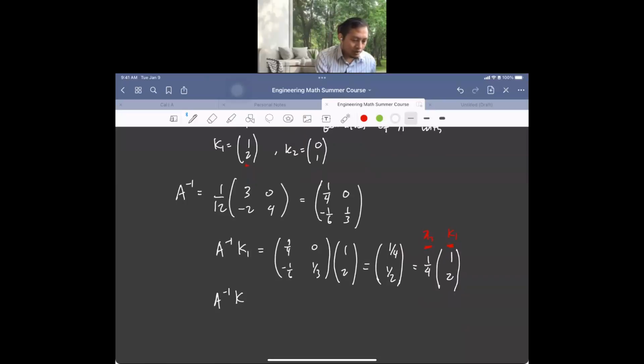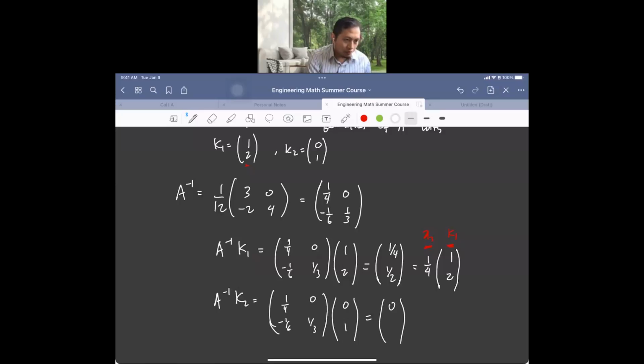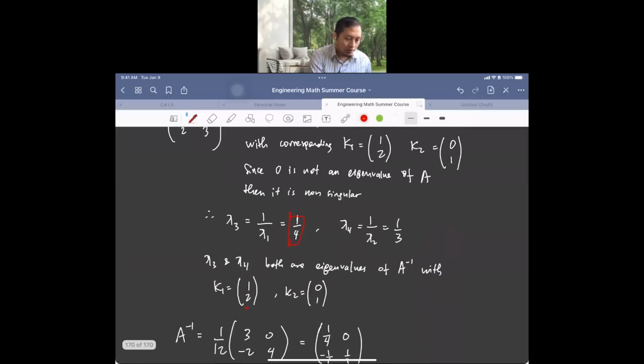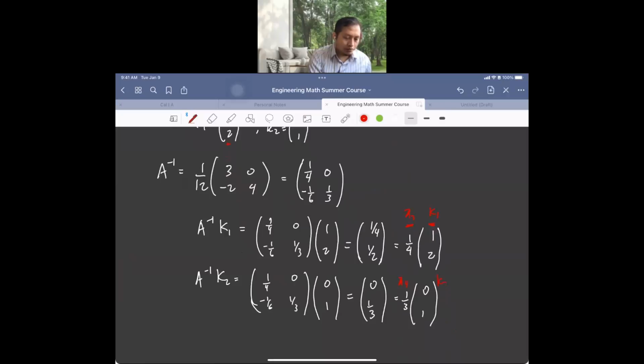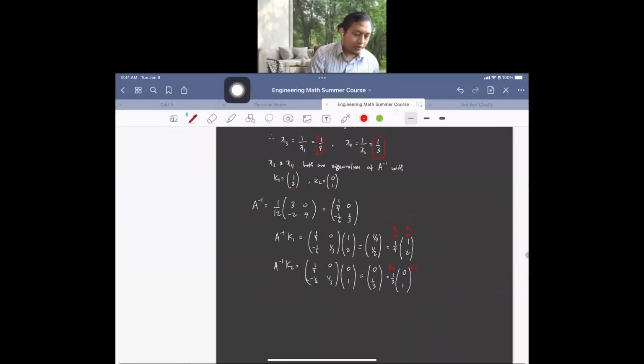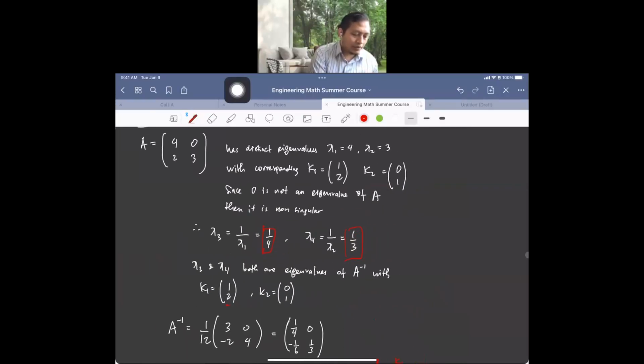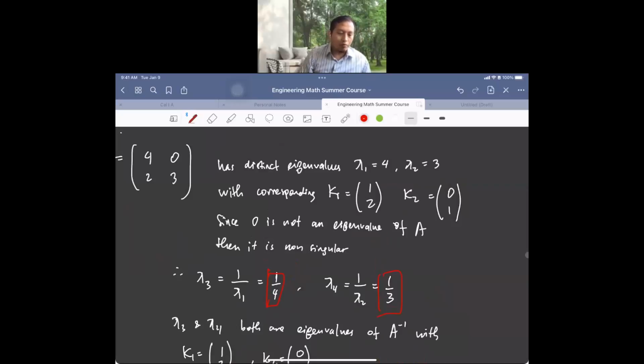Okay, and then second, we can check A inverse with K2. There's 0 and 1. This will be 0, and the other part will be 1 over 3. So we can factor out 1 over 3. And we know that this is lambda 4, right? Lambda 4, 1 over 3, and this is K2. So we are able to verify that when the matrix A is non-singular, we have the inverse, and we can also verify the eigenvalues of that inverse matrix.